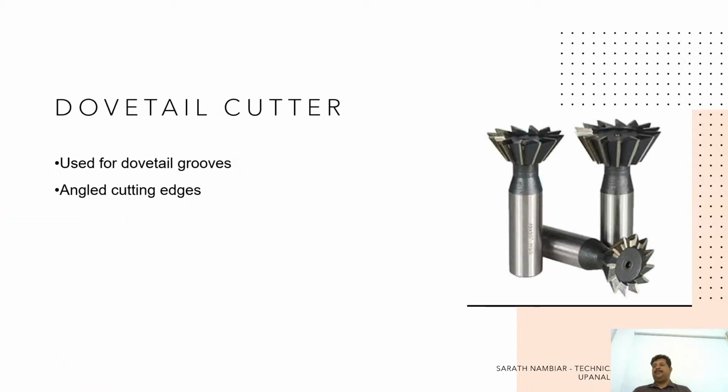Next is a dovetail cutter. This is another special tool. This is made to manufacture angled grooves. Why do we need this? Because of strong mechanical locking. So where will it be used? It will be used in machine slides, tool holders, and precision assemblies, and because of the angle, parts fit tightly and don't move easily. So this is used where strength and alignment are important.